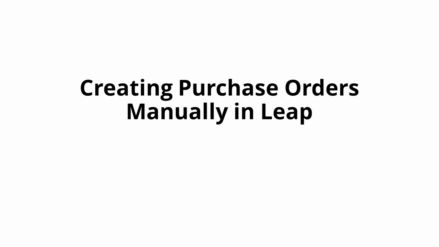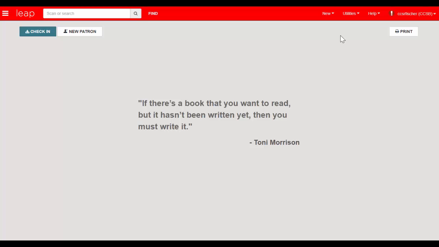If your vendor does not provide on-order records, you will need to manually create the purchase order in Leap. This video demonstrates how to manually create the purchase order, add a line item to the purchase order, and release the purchase order. To create a purchase order manually in Leap, open the new drop-down menu.